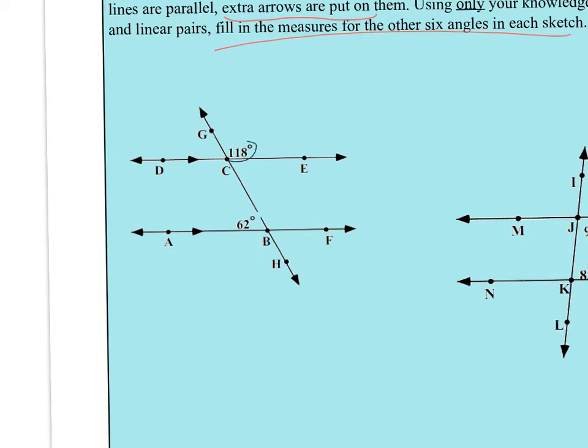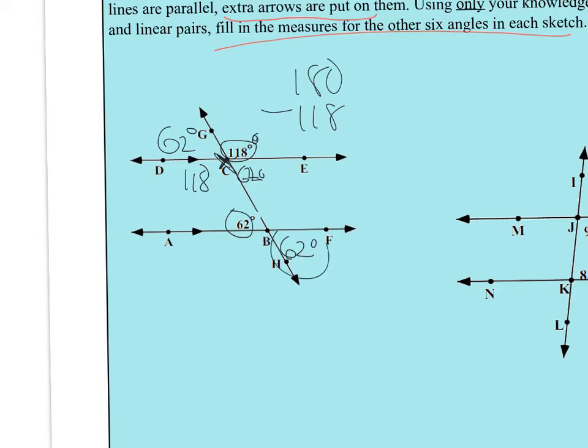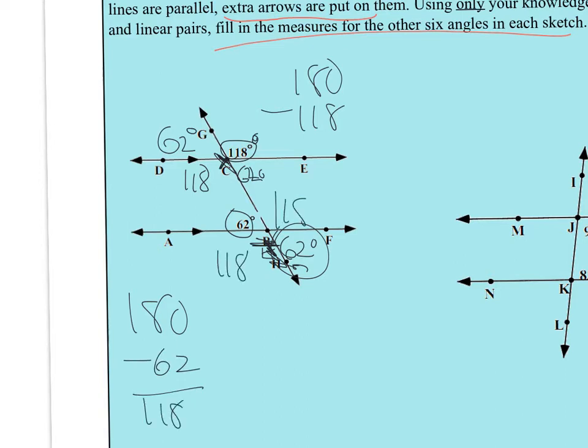So if this one's 118, well, this angle right here is vertical to that, so that's also going to be 118. All right, likewise, this is 62, that's also 62, by virtue of being vertical angles. Now, this angle and this angle make a linear pair, so that makes this 62, just by 180 minus 118. And then the fact that these two are vertical makes that 62 as well. Using that same principle down here, this one is 62. These two angles together, the 62 and this angle right here, are a linear pair. So if I take 180 minus 62, I get 118. So that makes that 118, that one 118.